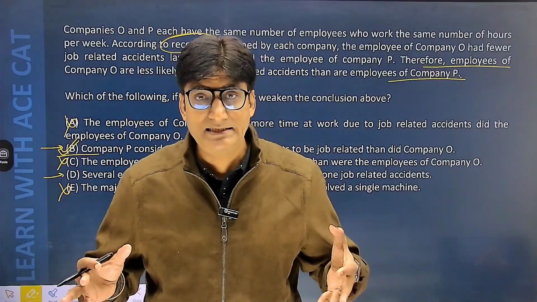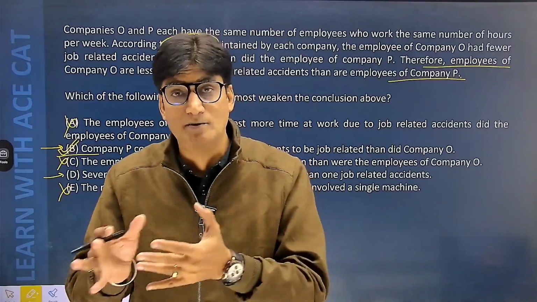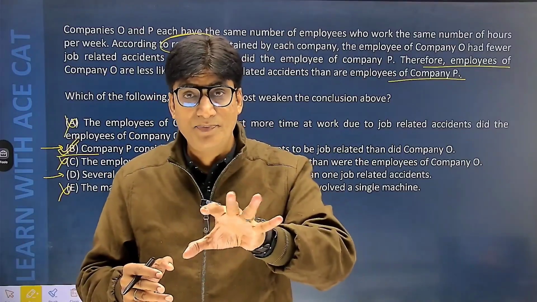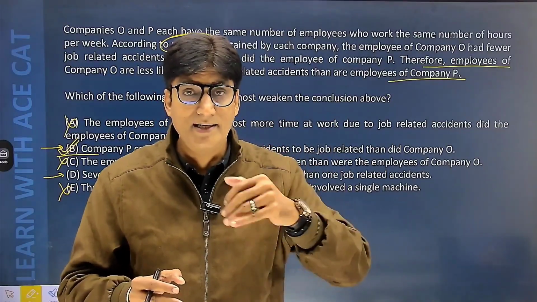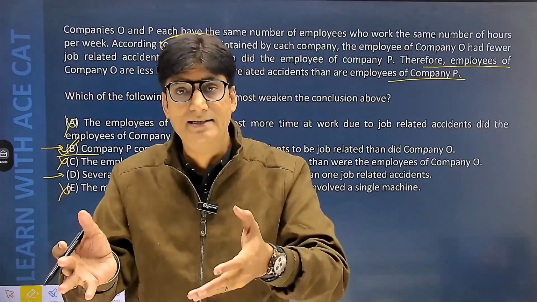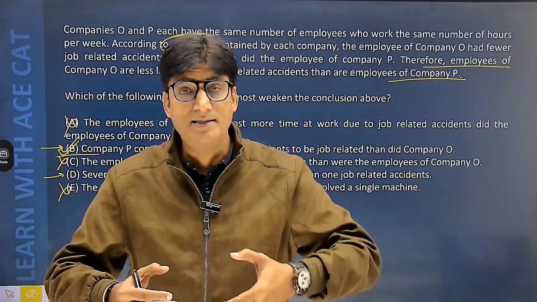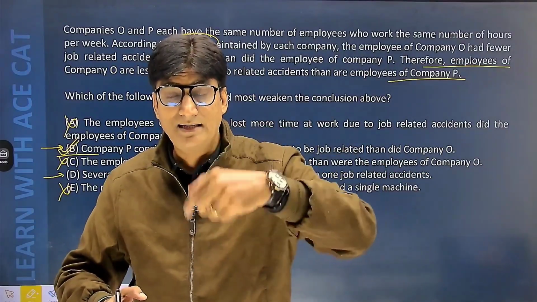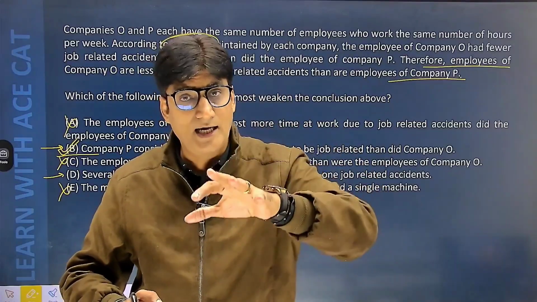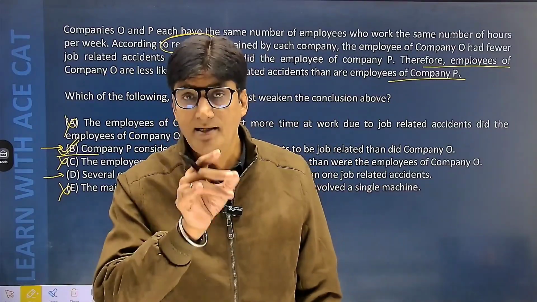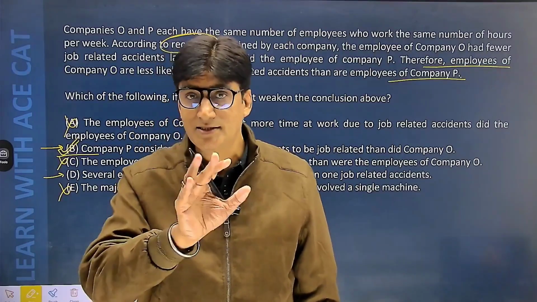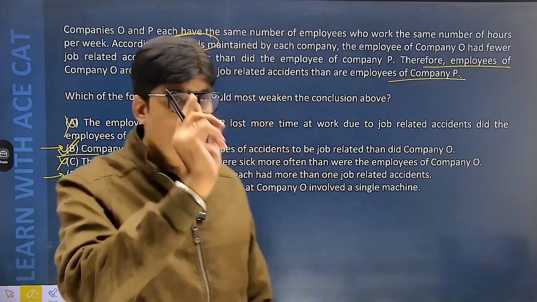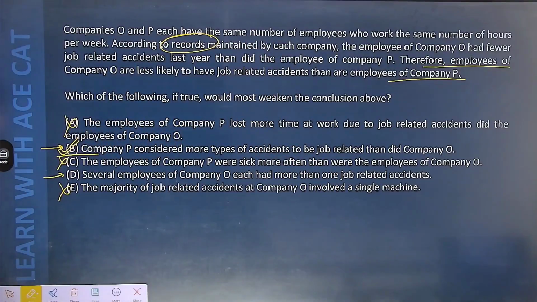Company O does not consider many types of accidents to be job related, but Company P considers them job related. So that is the reason we are drawing this conclusion. But the second option is raising a question on the data itself. Second option says company O में accidents बहुत सारे होते हैं, they don't consider it to be job related. That means the data, the records are not authentic. So any conclusion which we draw on the basis of those records will again be not authentic. Hence, the second option weakens the conclusion. I hope the point is clear.